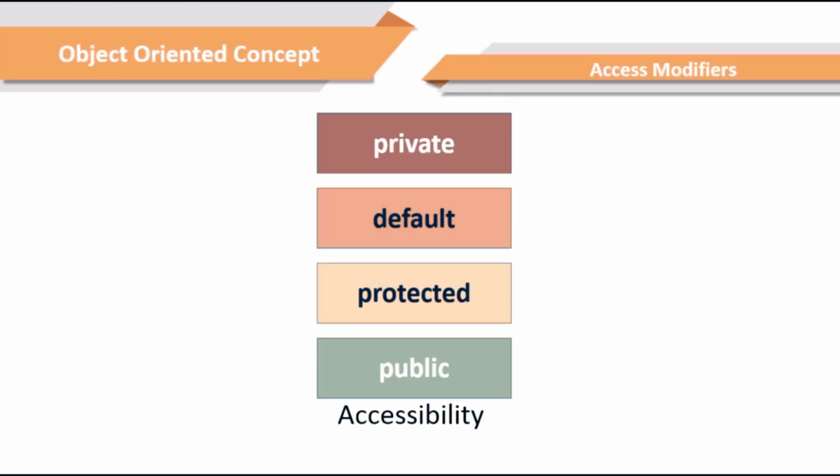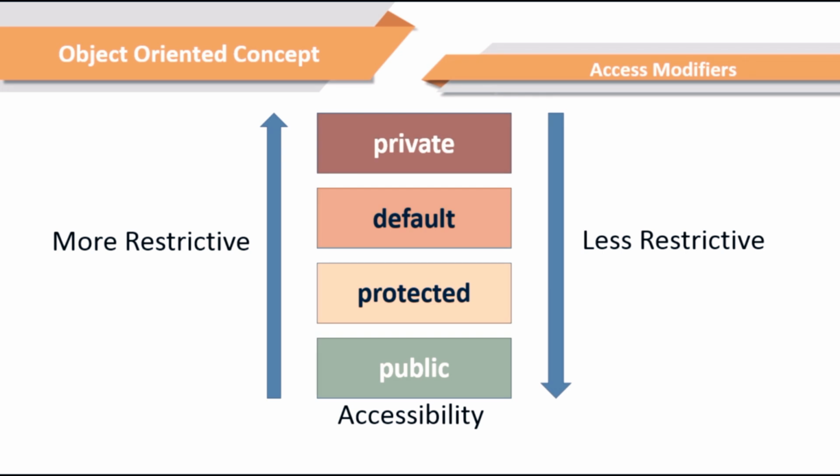So in this part, you see the restrictive level of accessibility of modifiers. And as you see here in the slide, the most restrictive modifier is private, and the least restrictive modifier is public. Default comes after private, and protected comes after default.